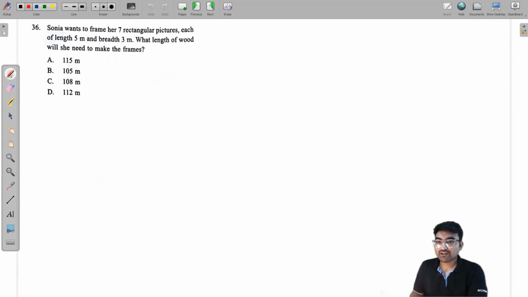Sonia wants to frame her 7 rectangular pictures, each of length 5 meter and breadth 3 meter. What length of wood will she need to make frames? Okay, so to make a frame you need to form a perimeter, correct? And we know length is 5 meter and breadth is 3 meter. So what is the perimeter of one rectangular frame?